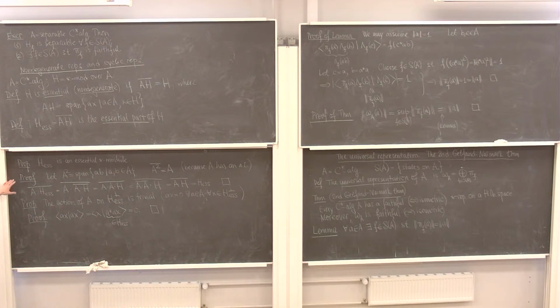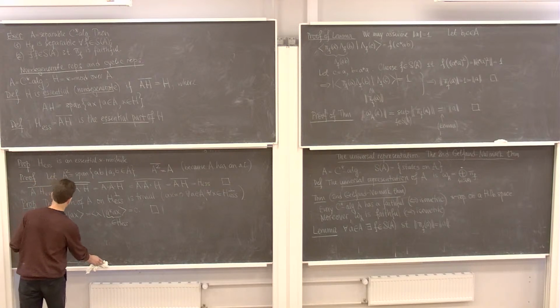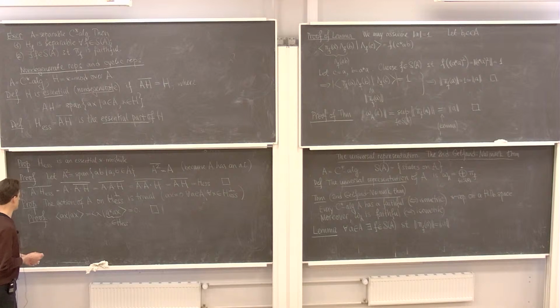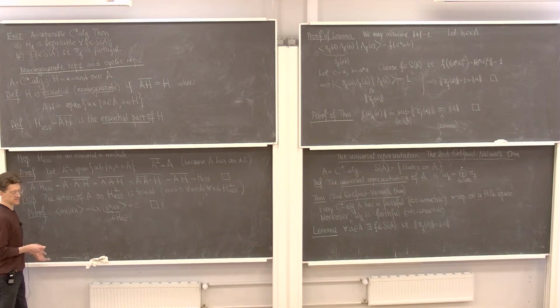So as a result, combining these two propositions, we see that every star module is decomposed as the orthogonal direct sum of an essential module and a trivial module. So in some sense, every star module is reduced to essential star modules.